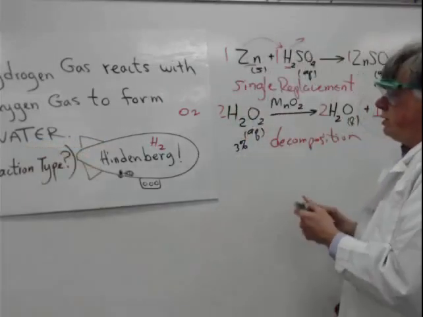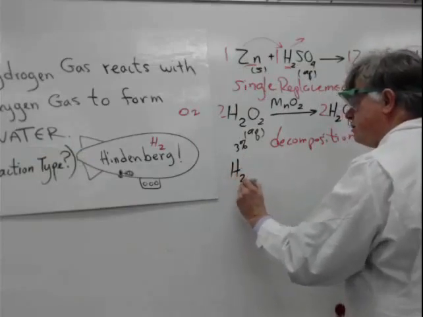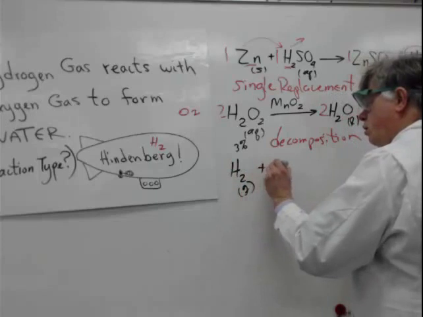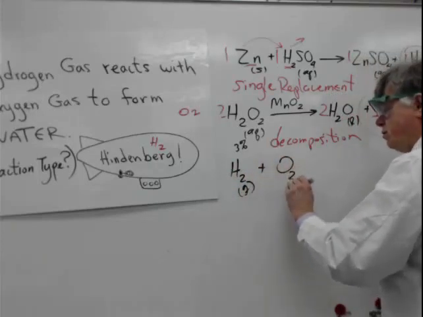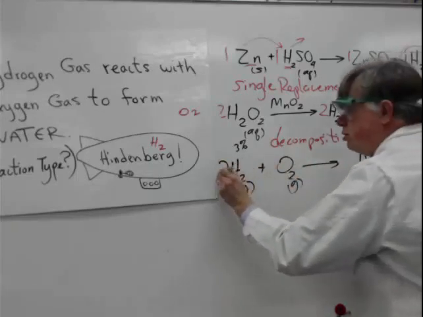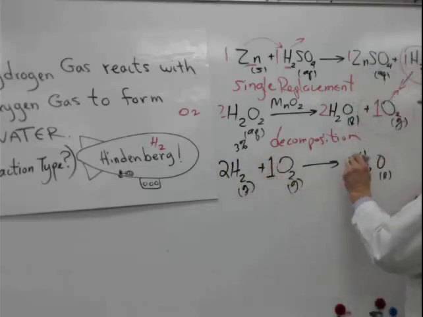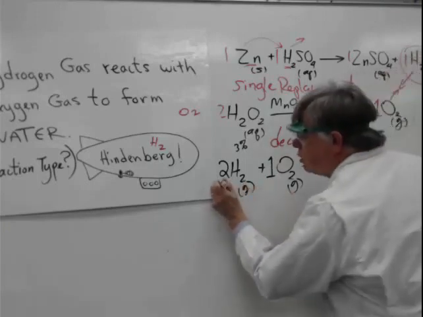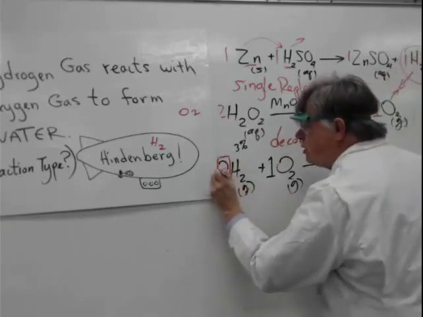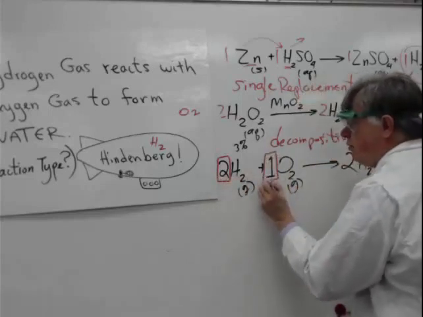So the third reaction is that hydrogen gas, H2, reacts with oxygen gas, O2, to form water, liquid. This is a 2-to-1 ratio. That becomes important in this lab. And you can see that by volume, you're going to want to put 2 parts of hydrogen into the rocket for every 1 part of oxygen by volume.